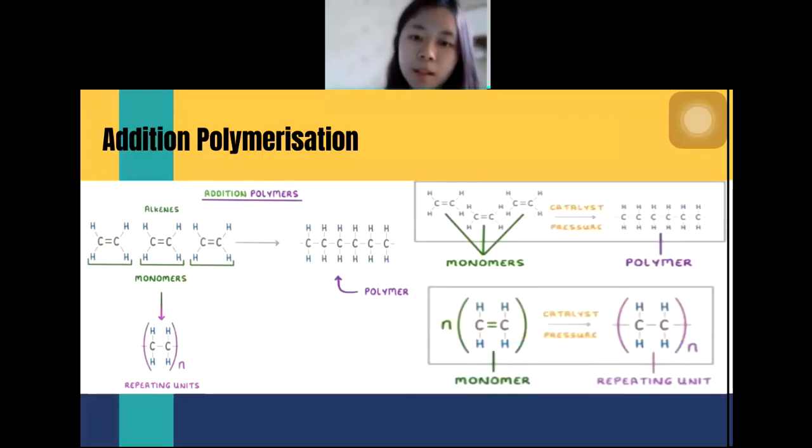So you can write it like this. You can draw the ethene, the monomers, and then the catalyst and pressure, and then the polymer. However, the problem associated with this is that sometimes reactions can take up to hundreds of monomers. So instead, you can simplify it like this. You can put an n and then a bracket, you put your monomer inside the bracket, and then you do the same for the polymers with repeating units.